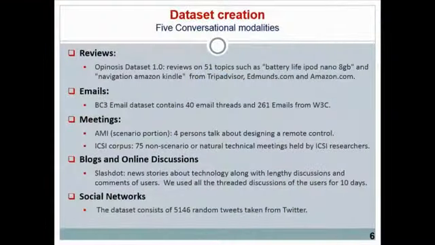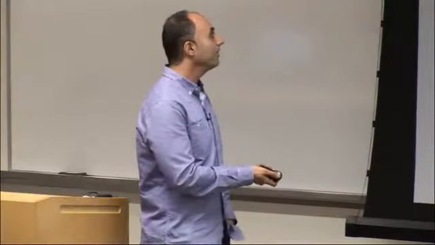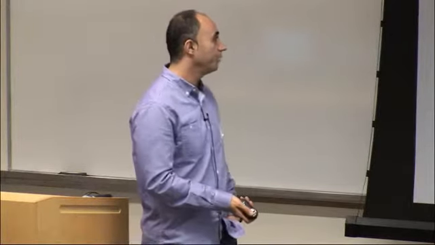So for data set creation, we have these sets of data sets for conversations. We have reviews, emails, meetings, blogs and online discussions, and social networks. What we need to do is to have a good sample of each data set, put them together, and run the system. But sampling in such valuable and huge data sets is not a simple randomization problem. You have to find a quite consistent sampling method to get your data set.